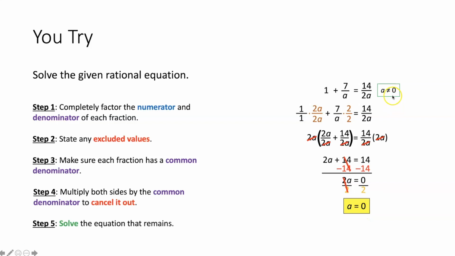Oh, it is again. So what happens when your answer is in your excluded values? Well, a cannot equal 0, so this cannot be one of your answers. So we have no solution. So we write no solution.